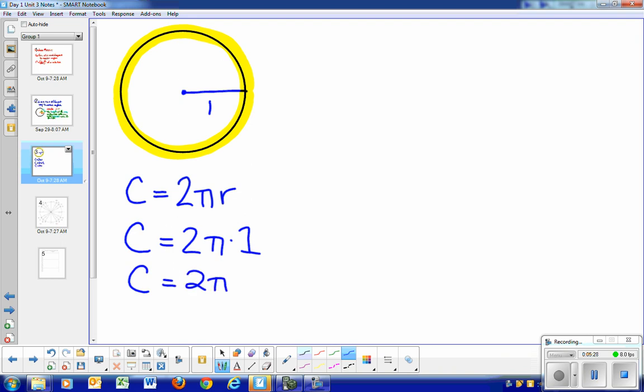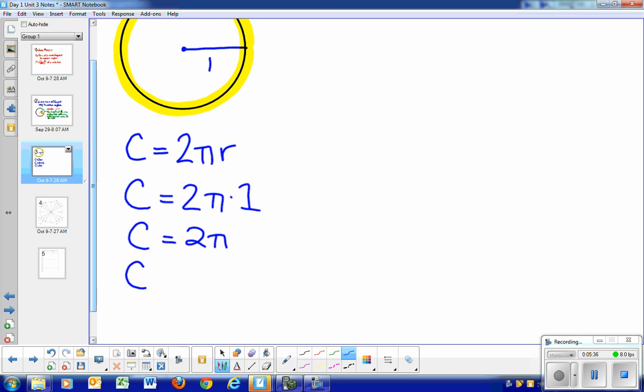Now, how big is pi? What number is that? It's a decimal that goes on forever, but if we just estimated with it, we would say, well, circumference is approximately 2 times, now pi is about 3.14. That's why Pi Day is March 14th, okay? And so then the circumference, if I take 2 times 3.14, I get 6.28.